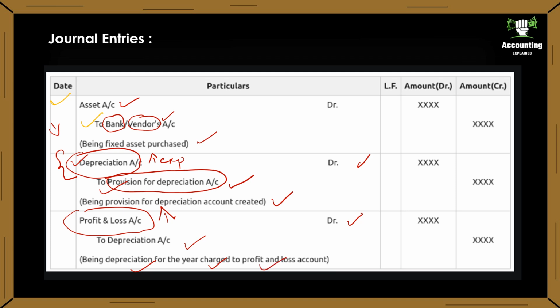Understand the flow of the journal entries. You will be able to write any journal entry easily. That is why I am explaining each and every journal entry separately. Now these are the entries you are going to pass every year for provision for depreciation.